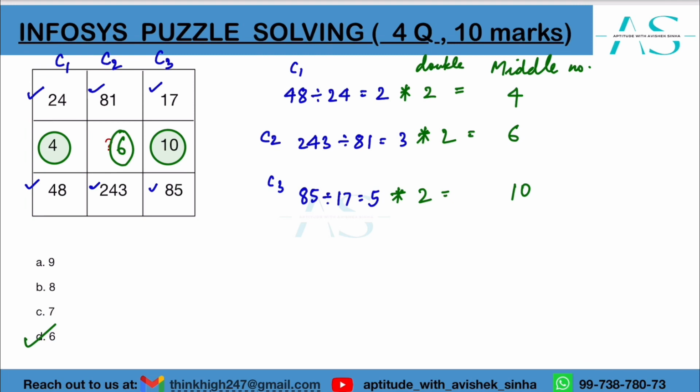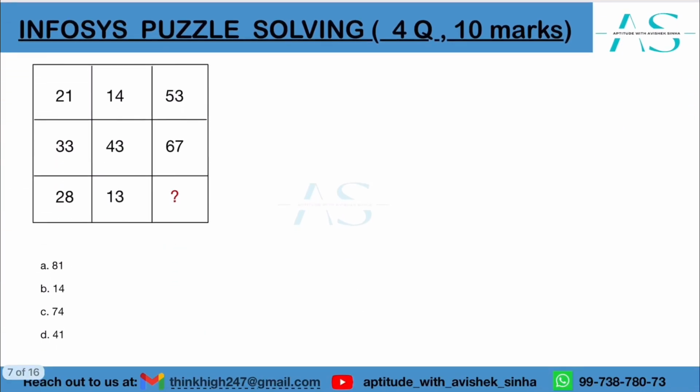Okay, moving forward. Next one, what do we have? 21, 14, 53. Then you have 33, 43, 67, 28, 13 and question mark. What you can do is, you can pause this video as of now and just think on this question. Try to find the logic yourself. This is how you build on a particular topic. Try to do it on your own. Alright? With every new question, try to pause the video and do it on your own. Let's just start with our solution now.